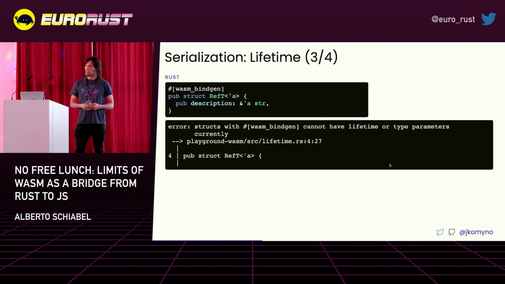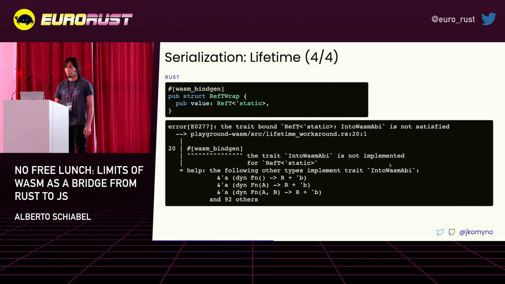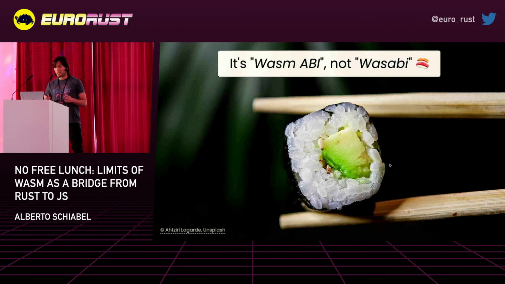OK, then let's create a struct instead, and we put the lifetime definition on the struct rather than on a function. But again, a similar type of error. Let's hide the lifetime description in a wrapper struct, even though the lifetime definition is static, right? We get this error: the trait bound IntoWasmAbi is not satisfied. What is this? It tells us that it's not implemented for Foo static, and yada, yada, yada. Well, first of all, it's pronounced wasm ABI, not wasabi, like I did the first time.